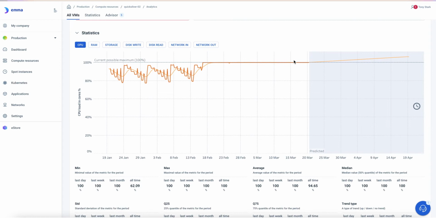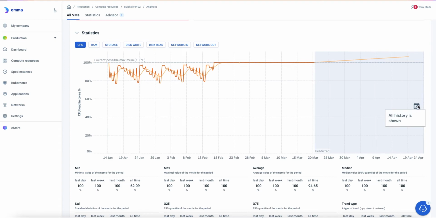Here we have the graph, actually the diagram, that shows us all the information about the VM since the creation. So we have this instance created on the 4th of January, so 2.5 months from now. And then we have the historical data, how it really worked. So this is the orange one.